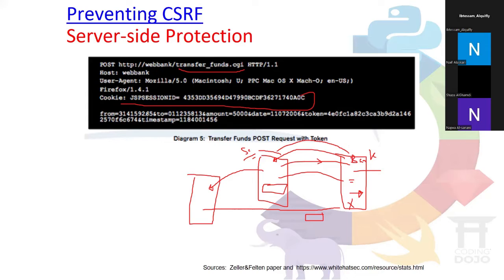So here it will say the from, the to, the amount, and the token is going to be included here. When the token reaches the server, it will allow you to be authenticated. Who doesn't have this token, guys? The attacker doesn't have this token, so his request will not be executed. This is the token that we are talking about in this example.